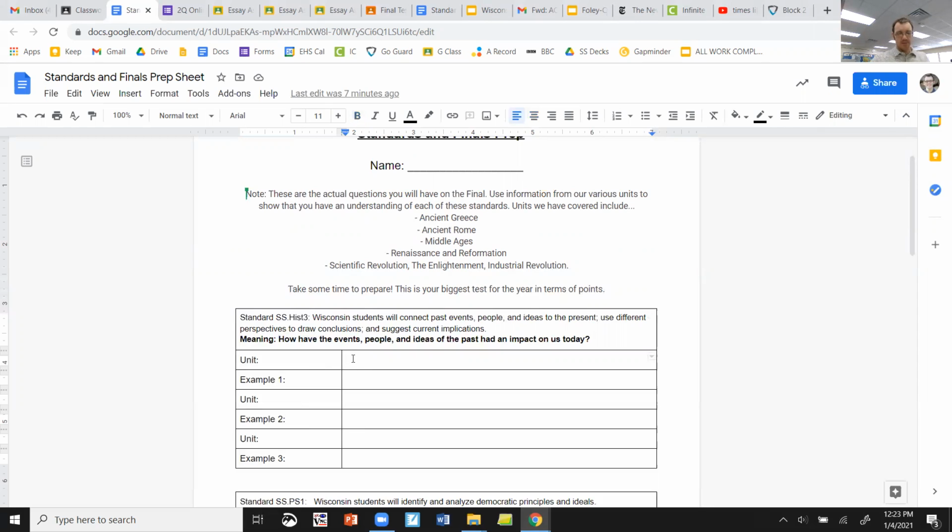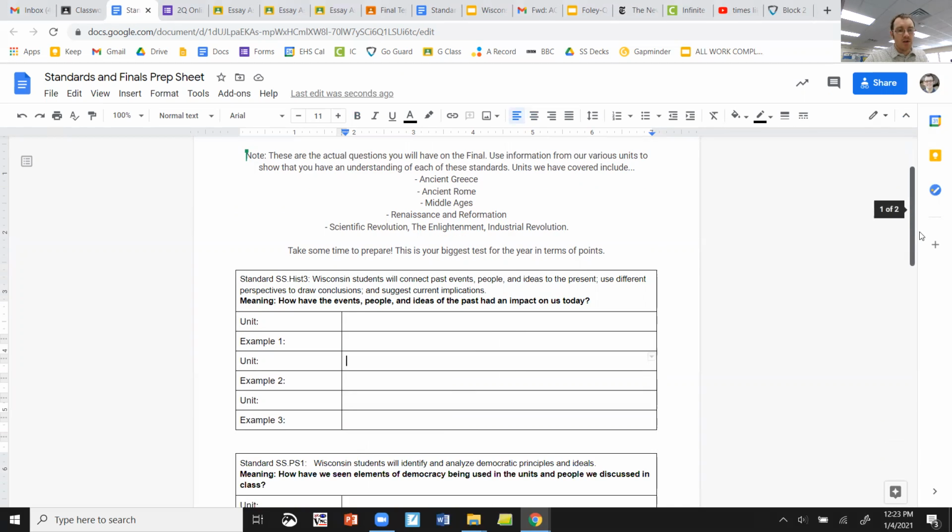So you would fill in unit Renaissance, and then you could just talk about the example that you'd want to write about there. For each question, you're going to want to have 3 different examples that you can work with, and from 3 different periods would be best. So maybe there's something you remember from the Greeks. You put it here and give me the example, whatever it might be.